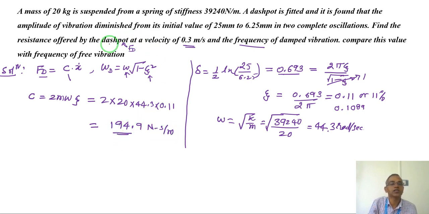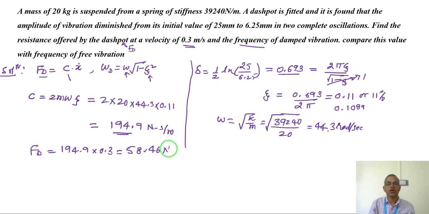But what is it asked? It is asked to find out the resistance offered. That means your FD equals C, which is 194.9 into x dot. X dot is the velocity, which is given as 0.3, which gives me 58.46 Newton.